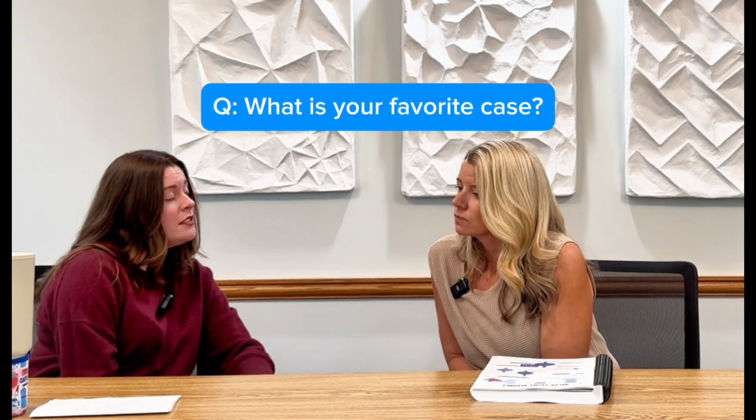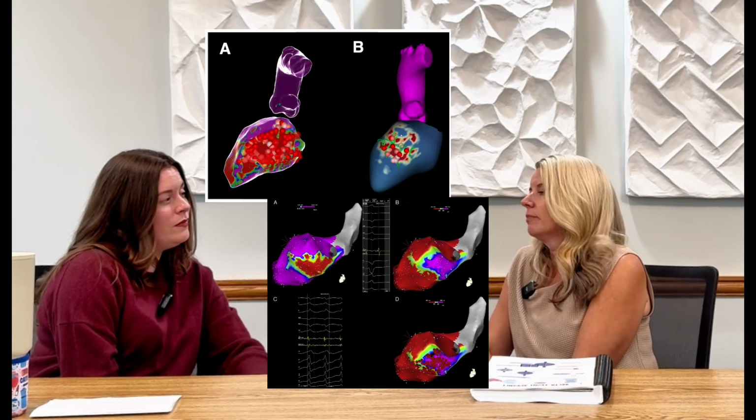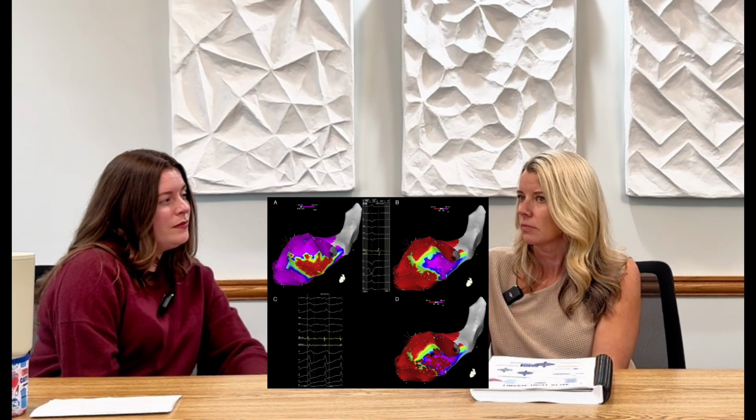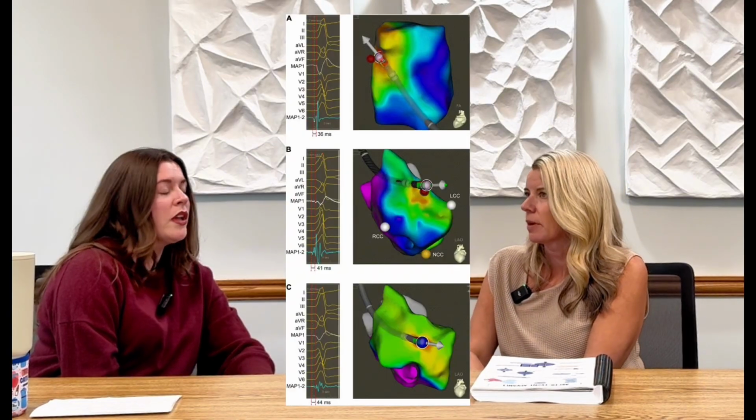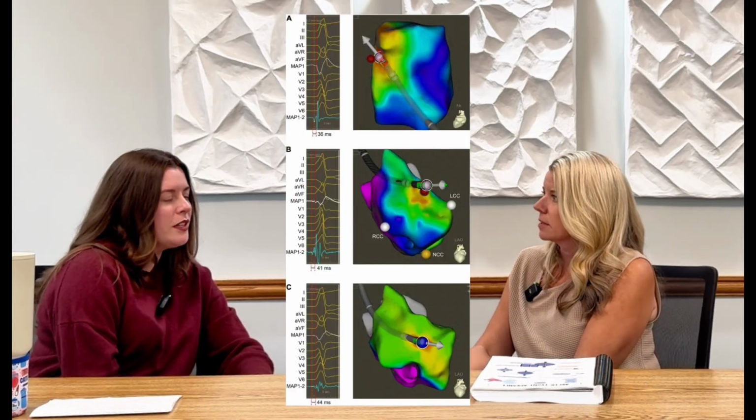Do you have a favorite case? My favorite case, I love doing VT mapping. Really? Mapping VTs or PVCs. They're both exciting. You know how to run the map. That's a unique feature. PVCs or VTs. VTs are a little more.